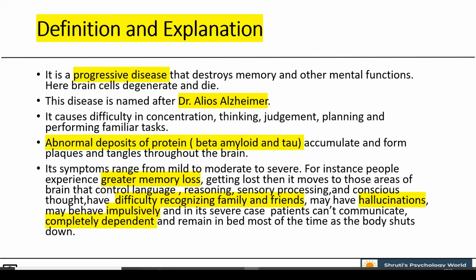What about in moderate? In moderate conditions, damage occurs in areas of the brain that control language, reasoning, sensory processing, conscious thought. Memory loss and confusion grow worse. They have difficulty recognizing family and friends. They are unable to learn new things. They may have hallucinations, delusions, paranoia, and they may behave impulsively.